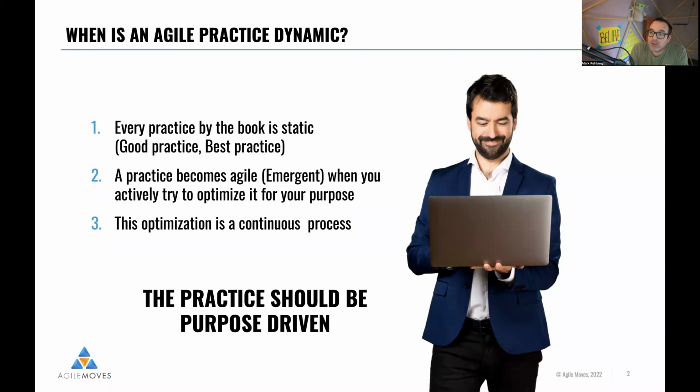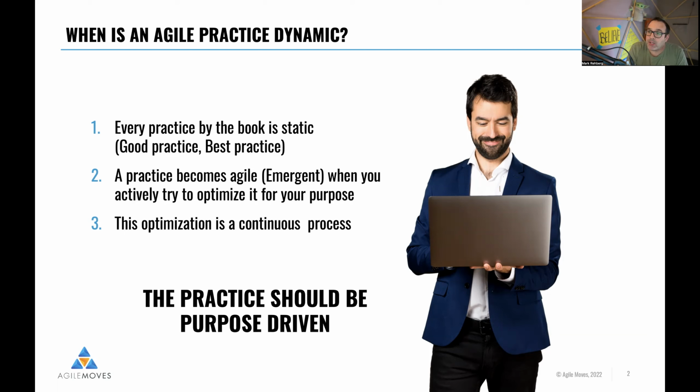When you look into your environment, maybe you find some practices teams are using, for example planning poker, or maybe you're using user stories. Most of the time, the teams using these practices are using them by the book. Of course, they have learned a practice and they're using it by the book. But the question here is: is this then a real agile practice, or is it a static practice?